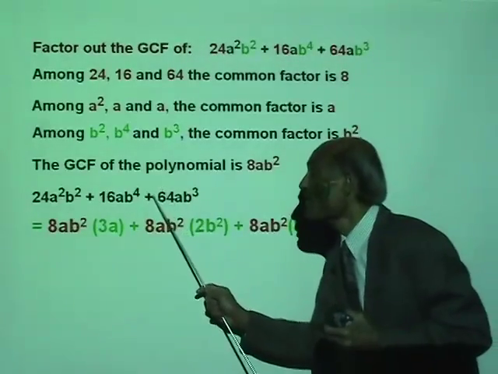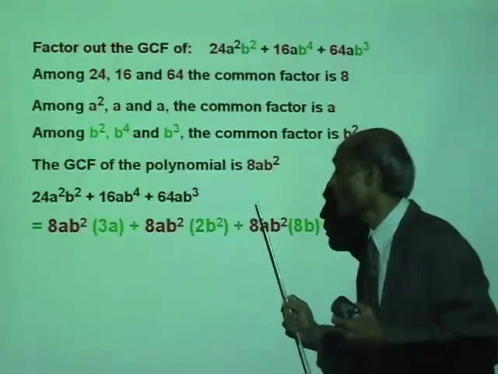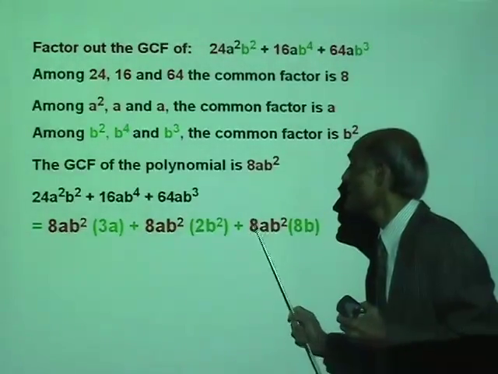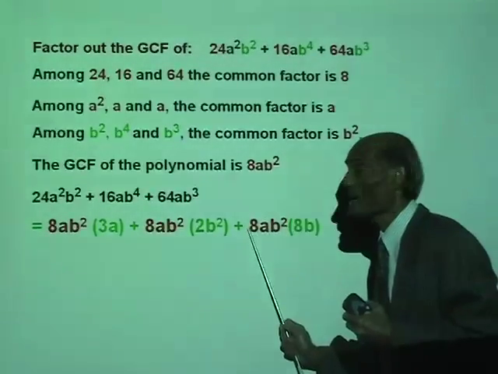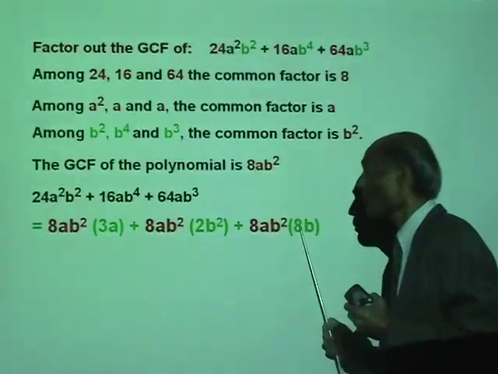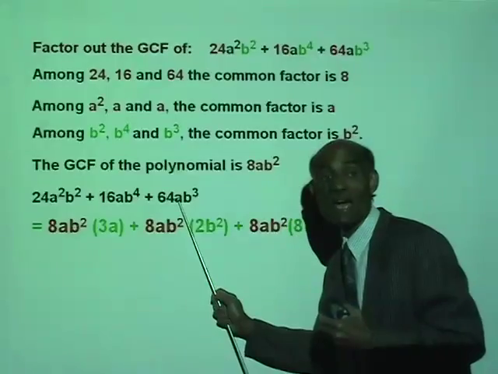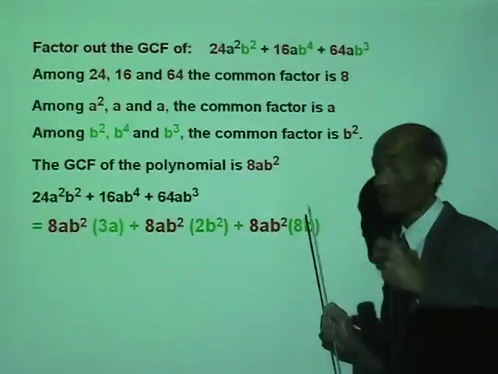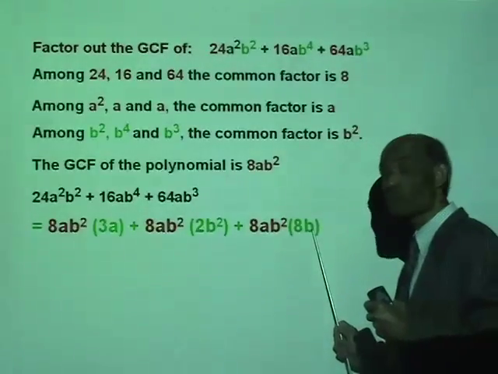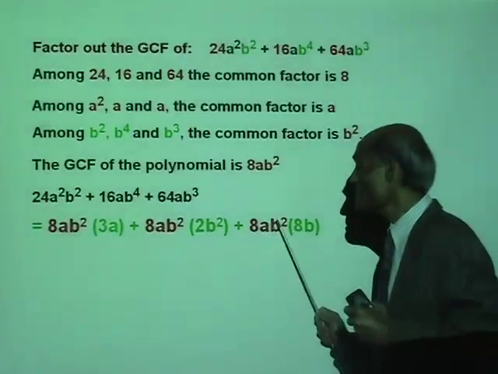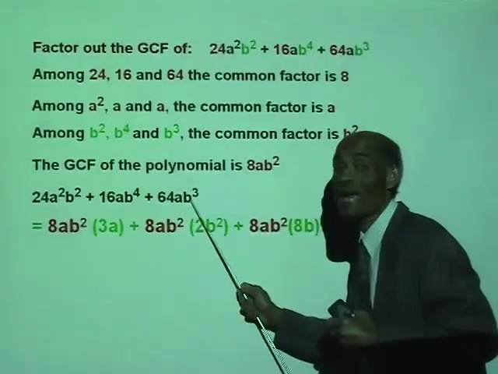In the same way, what is 64ab cubed? 64ab cubed is 8ab squared times what? 8 times 8 is 64. So the 8 will be there. A times 1 is a, that's 1, 8 times 1. b squared times b is b cubed, so there's a b there. 8ab squared times 8b is 64ab cubed.